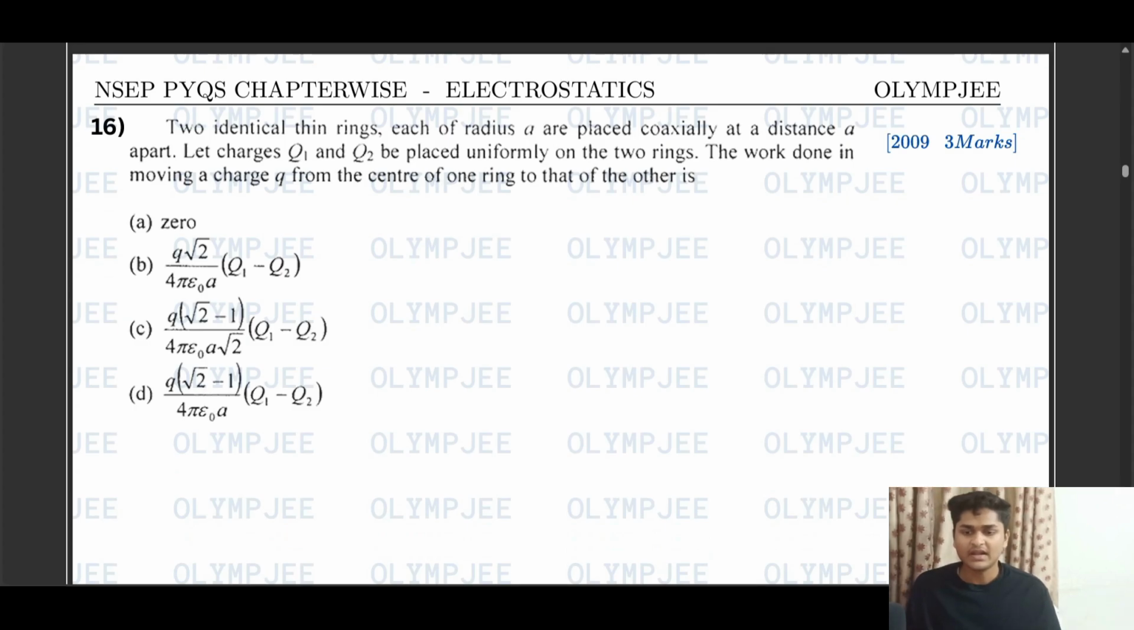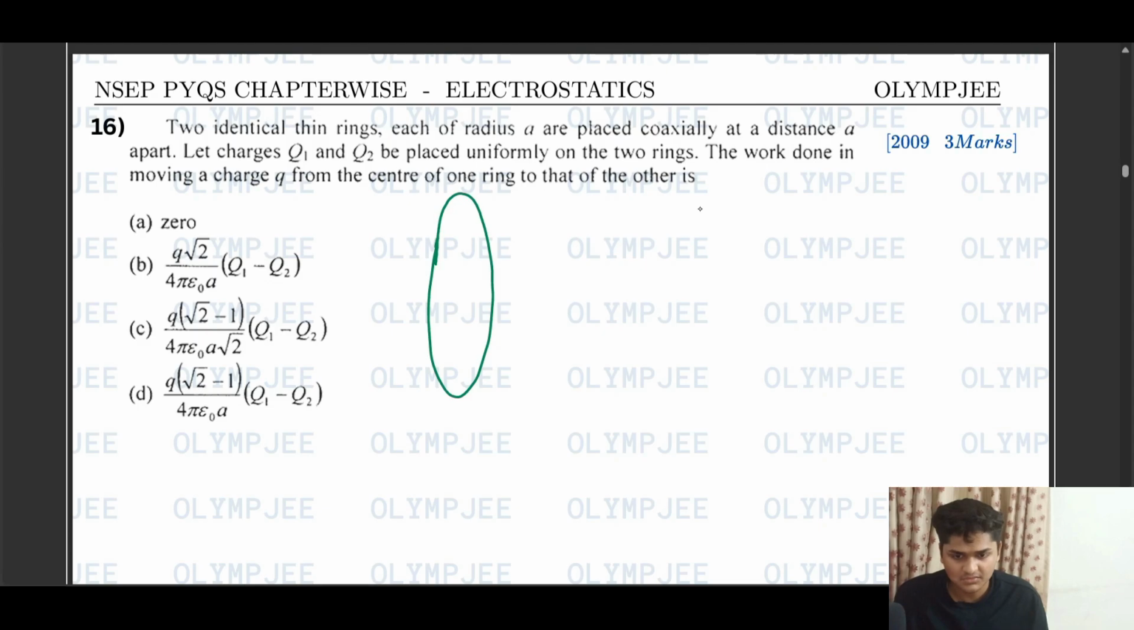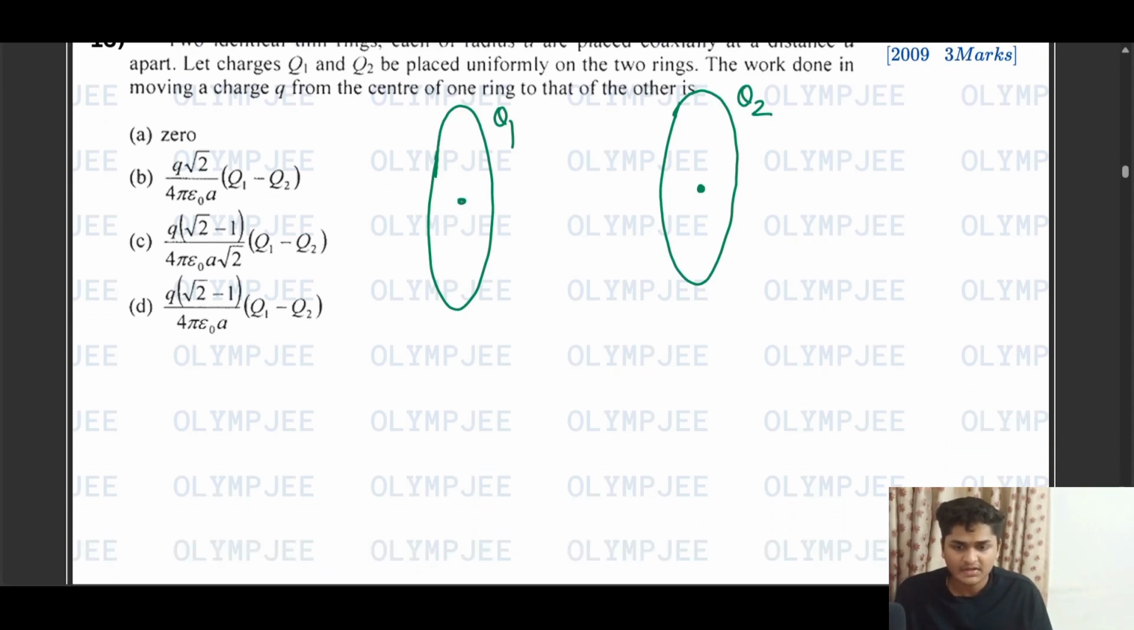Question 16 says two identical thin rings, each of radius a, are placed coaxially at a distance a apart. Let charges q1 and q2 be uniformly placed on the rings. The work done in moving a charge q from the center of one ring to the other ring is. So at this point, the potential would be, due to q1, it would be kq1 by a. This is a, and this is also equal to a.